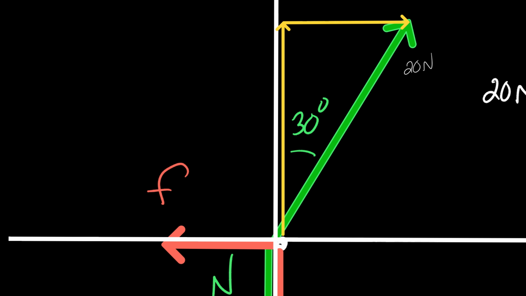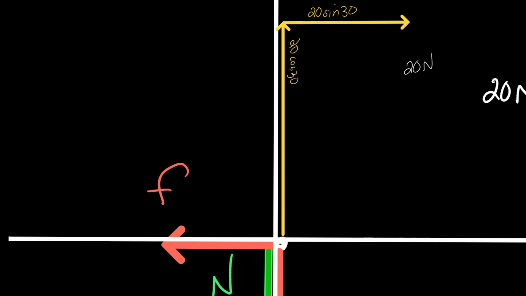Now, knowing my trig, this is 20 sine 30, and this one is 20 cosine 30. Any questions about that? Now, what's important is that once you have broken your force up into its components, those components take over for the force that was there. They represent it. So you don't need that one.